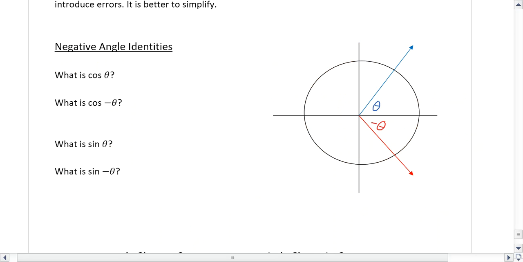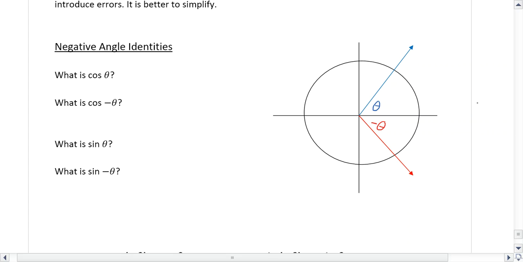In this section and in the next section, we are continuing working down our list of identities on the pink sheet, and we're proving them. So the next ones on the list here are the negative angle identities. And these are not very difficult to prove, so we're just going to walk through it together.